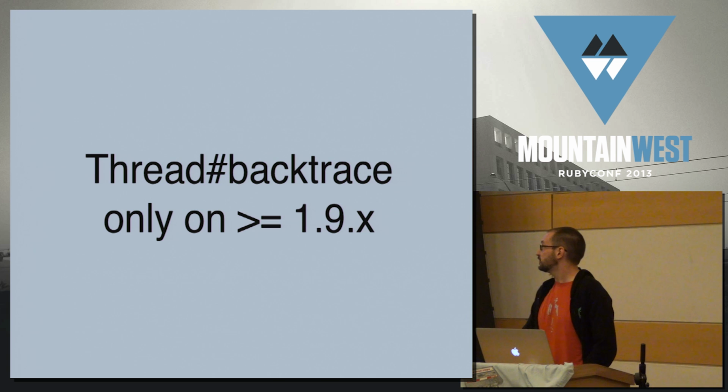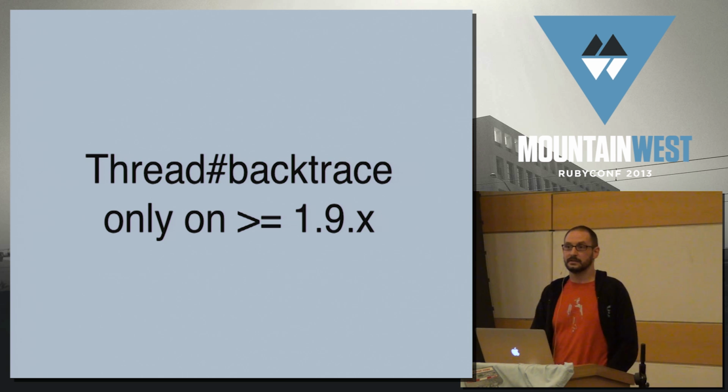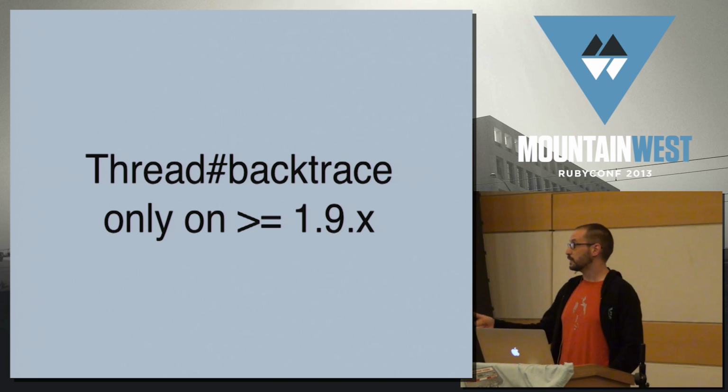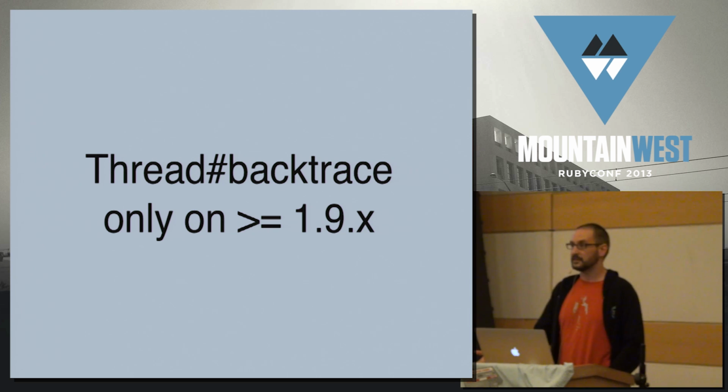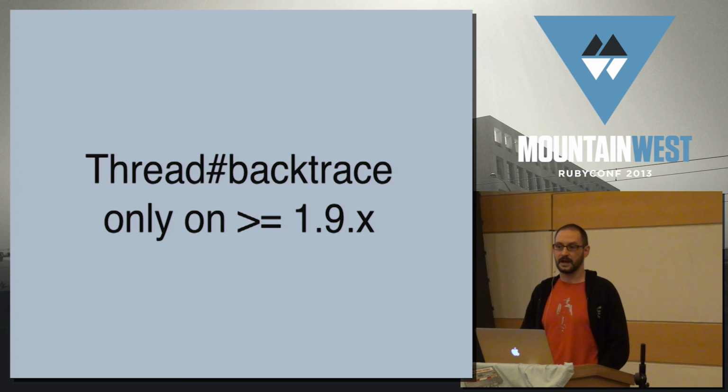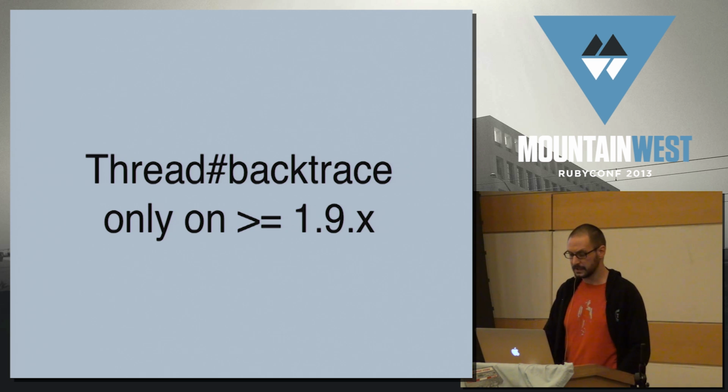Another gotcha is that this is only available on 1.9. You can list the threads. You can obviously start new threads back on Ruby 1.8, but the backtrace method is not there. So you're pretty much dead-ended at that point. It is there on 1.9, so that's where you can get this sort of visibility.